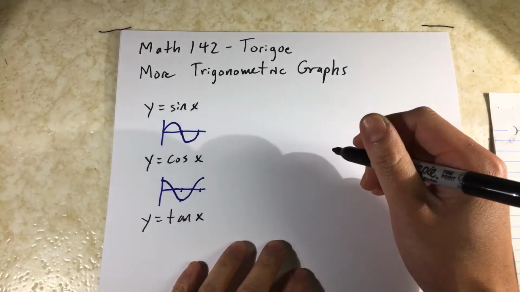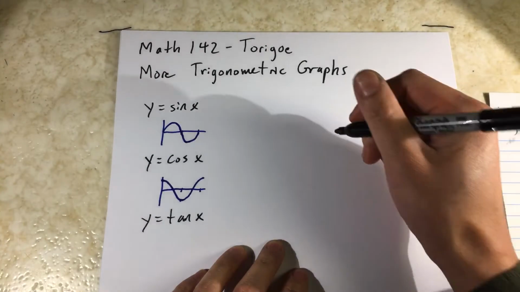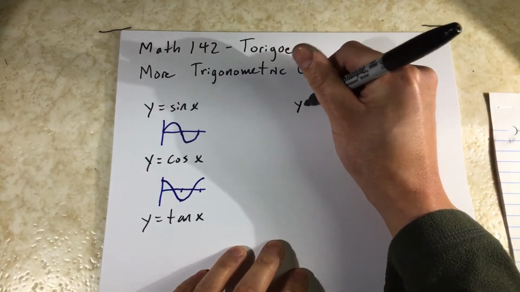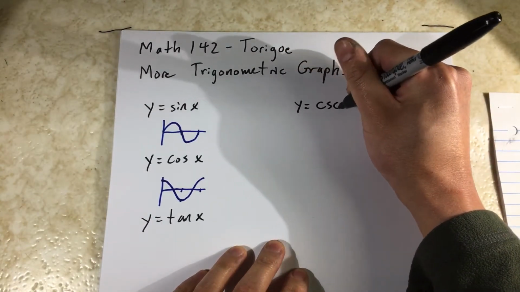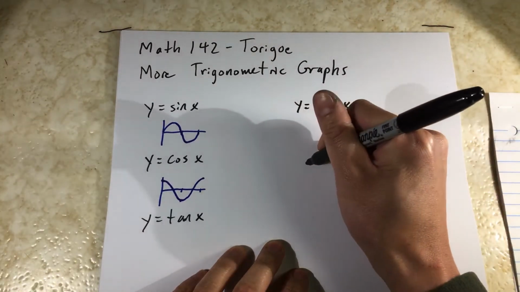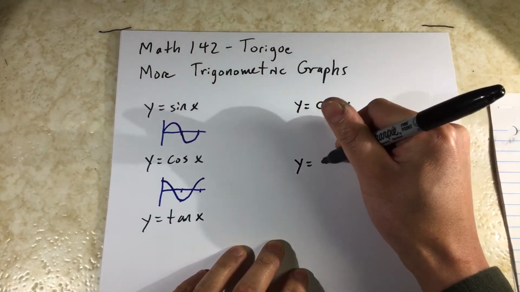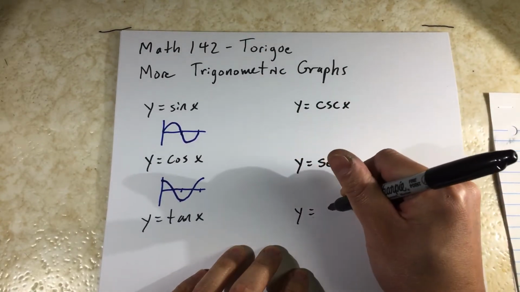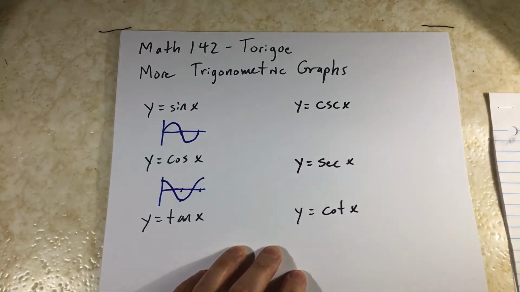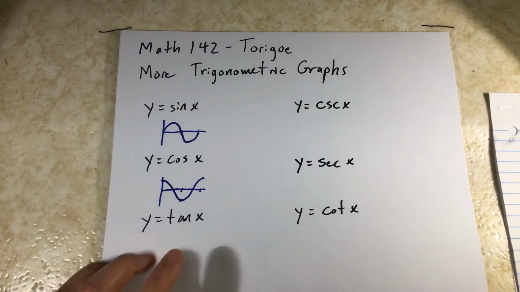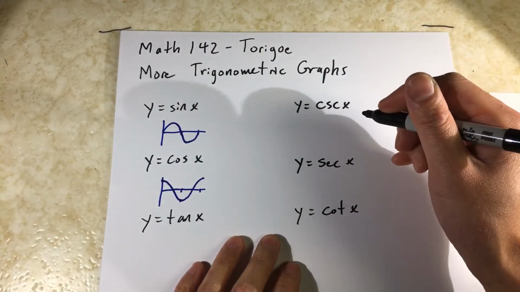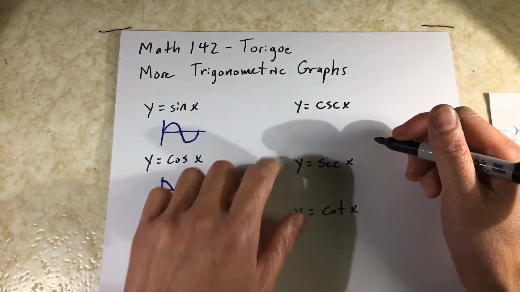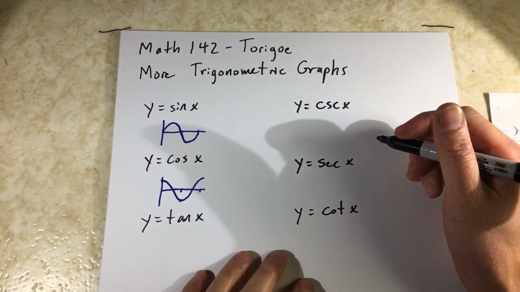And there are three other functions that we're going to look at. Y equals cosecant, y equals secant, and y equals cotangent. Okay, and so that's what we're going to do today: we're going to look at the graphs for tangent, cosecant, secant, and cotangent.